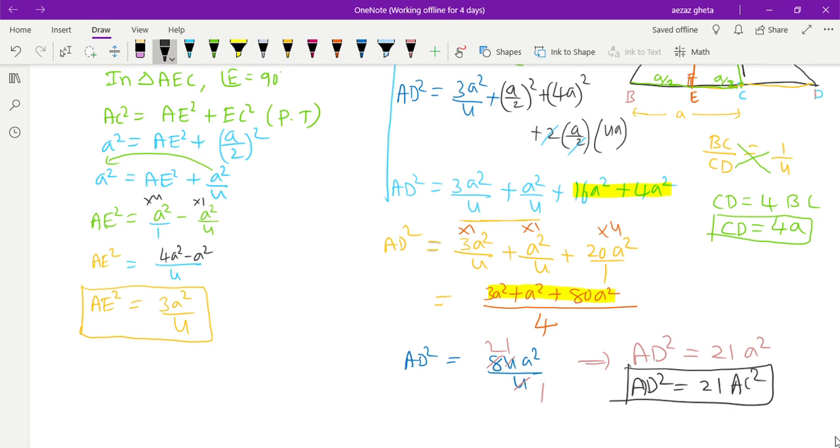Construction is needed because when squares come, you need to go for the Pythagoras theorem. Without that, it's not possible.